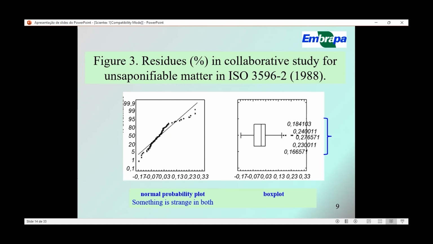This was a precision experiment, and this is model diagnosis. It's a little known quality, and it's usually partial when performed. Then we are seeing a little more about it. In this case, we have something strange in the normal probability plot and in the box plot.